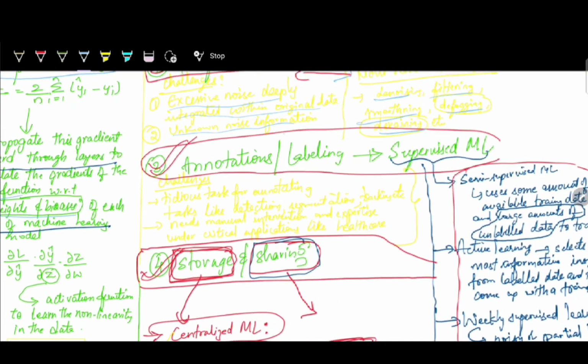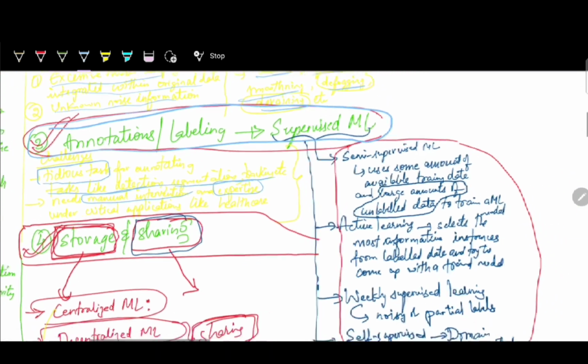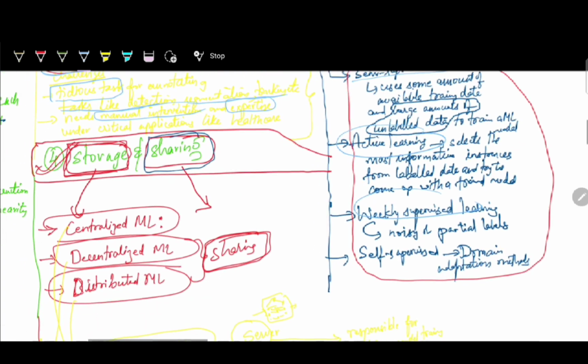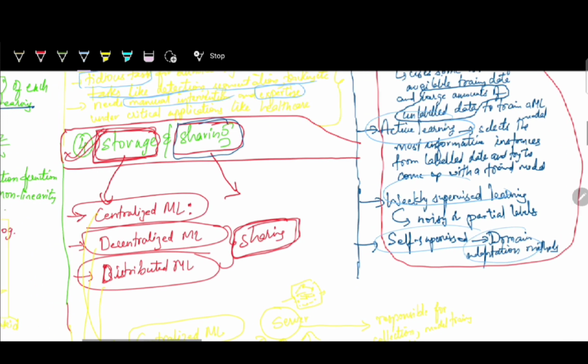Then we discussed the annotation step, labeling, which we generally do in supervised machine learning, but again there are challenges because annotation is a tedious task, for tasks like detection, segmentation, tracking, etc. We need more manual annotation, and manual intervention and expertise is required for applications like healthcare. So in cases where we don't find enough annotations, we can employ ML paradigms like semi-supervised machine learning, active learning, weakly supervised ML, self-supervised ML, or domain adaptation, and so on.